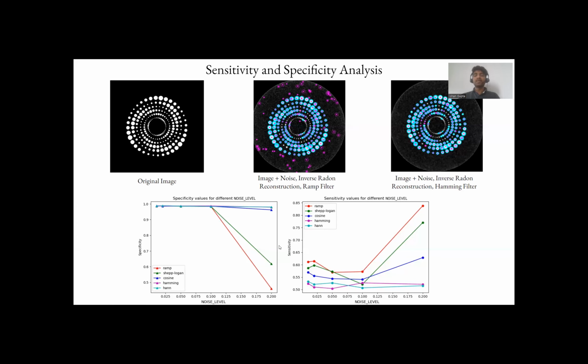Now, if we talk about the sensitivity, we can see that with the Ram-Lak filter, the sensitivity levels are pretty high at higher noise levels. This is because the Ram-Lak filter introduces a lot of high frequency components, which makes the edges very sharp. Those sharp-edged circles have high resolution and are easily detected by the circle detection algorithm as compared to the Hamming filter.